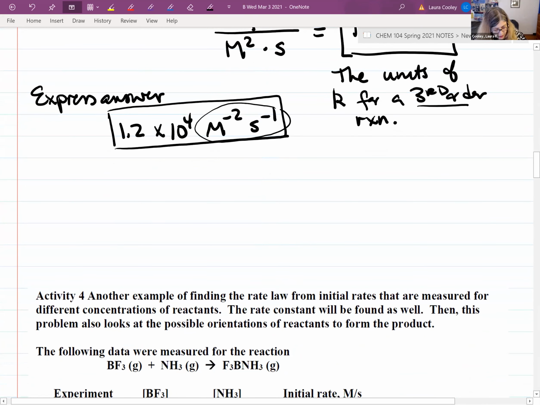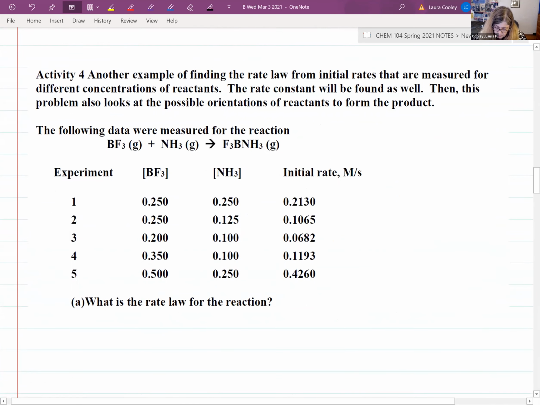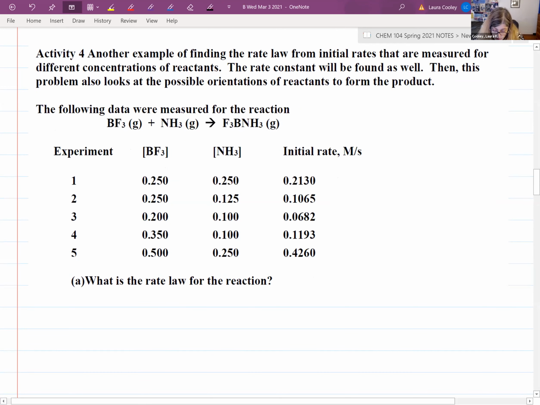I'm going to do another example. This is activity 4. And the reason I picked this example to do is because it's a little bit harder to find the data that you need in this one, because there's more choices of numbers. So maybe it's not so obvious.